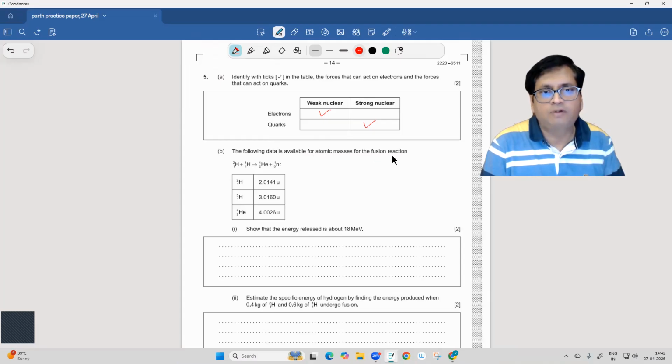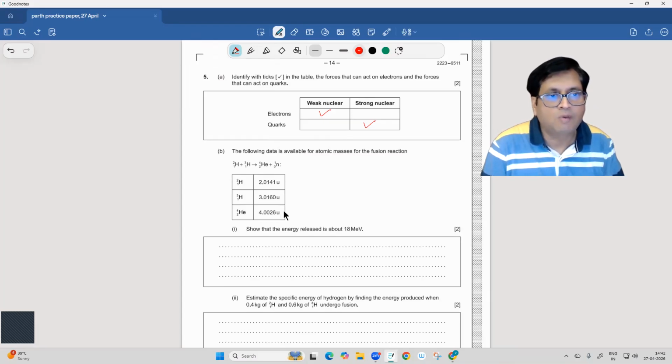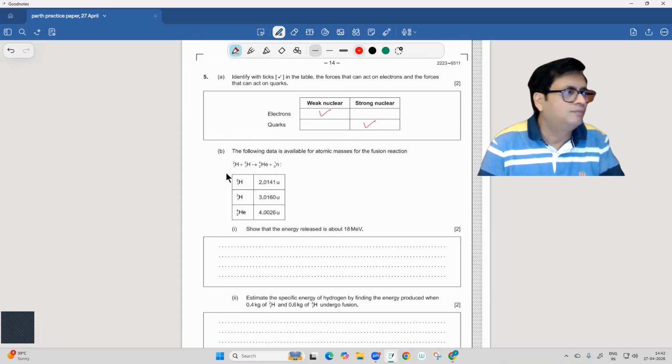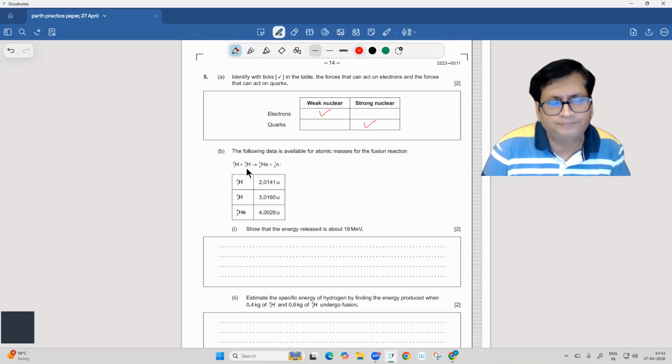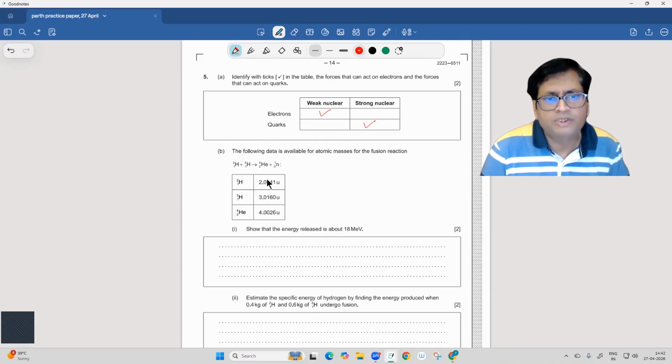The following data is available for atomic masses of the fusion reaction. This hydrogen isotope, 2H, is combined with 3H, deuterium and tritium, to give an alpha particle and a neutron. A very classic fusion reaction. Most of the energy is released here.